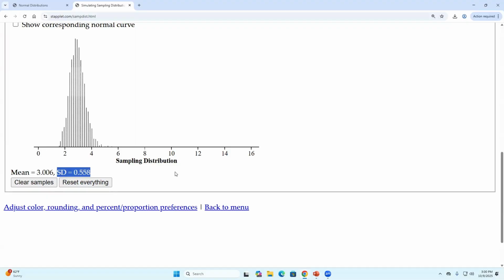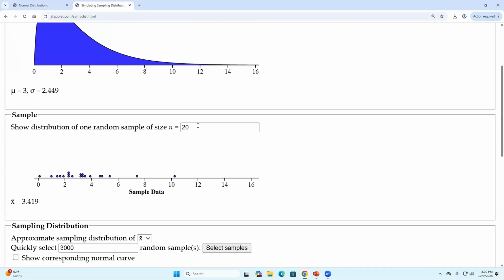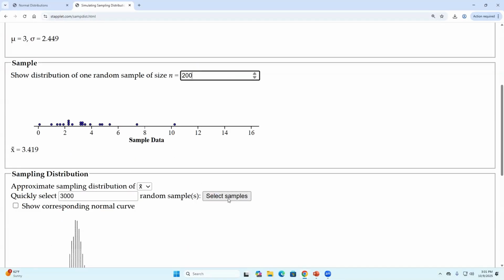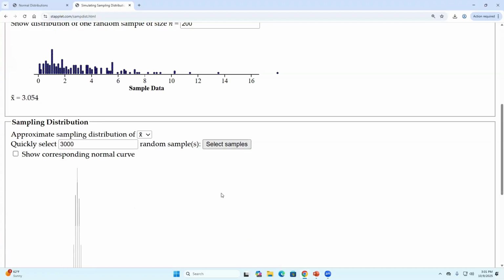And let's just do it one more time. And we're going to go up here and we are going to change this from a sample size of 20. And let's say that we got ourselves a big grant and we're able to run 200 people in our study. So we have a sample size of 200 now. Now we're going to select these samples.